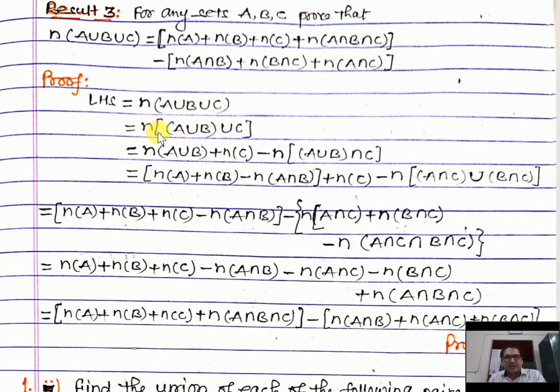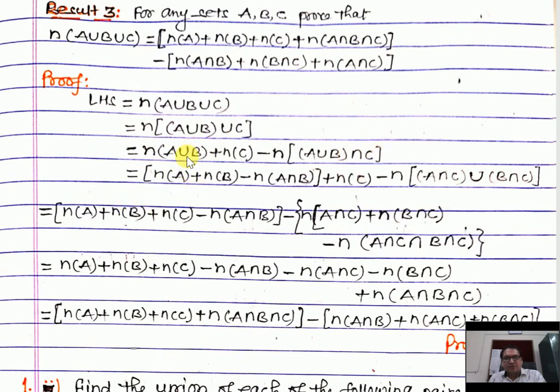So left hand side, you need to rearrange like this: take A union B together. Open, apply the formula for A union B. Means this is A union B, you have to consider as one element, and union C. So let us consider A union B as A, and C as B. So you have to consider like that, and then apply the formula. So n(A union B) plus n(C) minus n((A union B) intersection C).